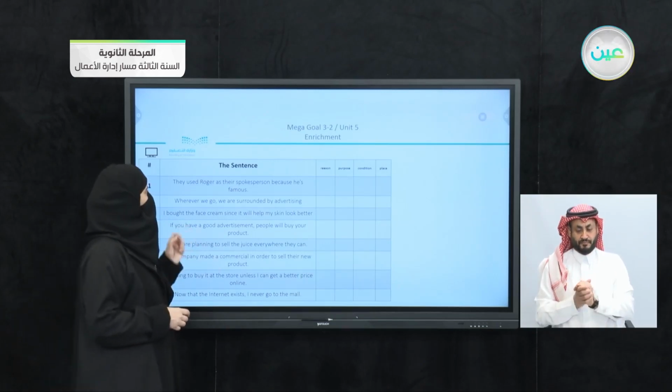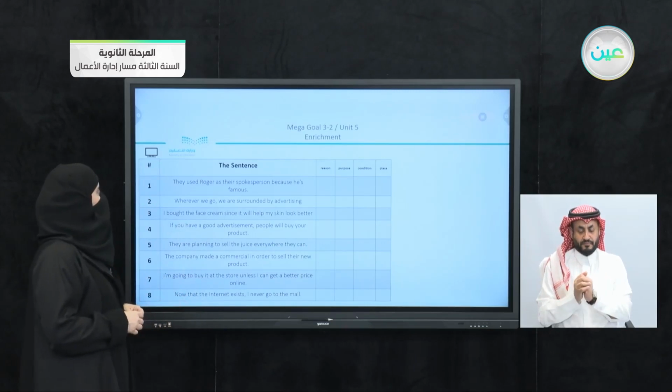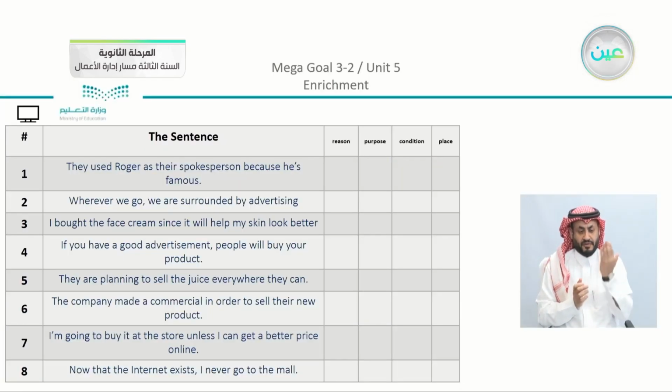So we have in number 1, they used Roger as their spokesperson because he's famous. Now the tip is to look for the conjunction or the adverb clause. You can see that we have because in the sentence, so here we have a reason. And number 2, wherever we go, we are surrounded by advertising. Now it is very clear from wherever that we have place.